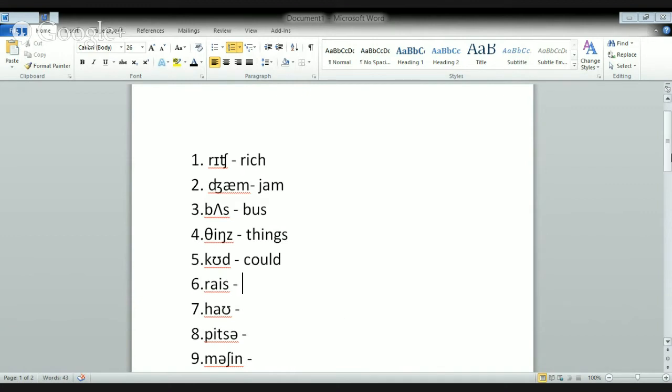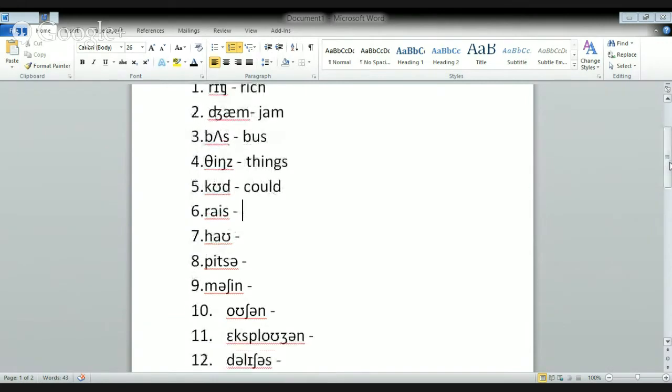What about this one down here? Raise. Say that again? Raise. It's rice. So try to make these two vowel sounds into one vowel sound. Rice. Correct. This is rice, like the grain.